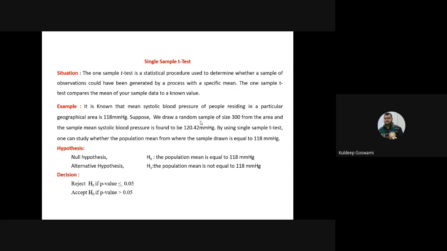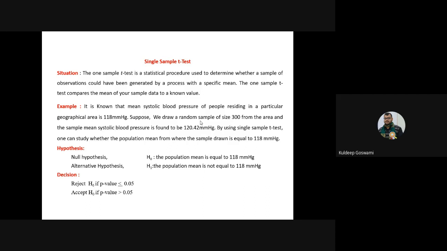Now, can you interpret that 120.42 is the mean systolic blood pressure of the population of that area? Because depending upon what we are doing, we are drawing a conclusion. We are drawing inference about the population depending upon the sample. Are you getting my point?